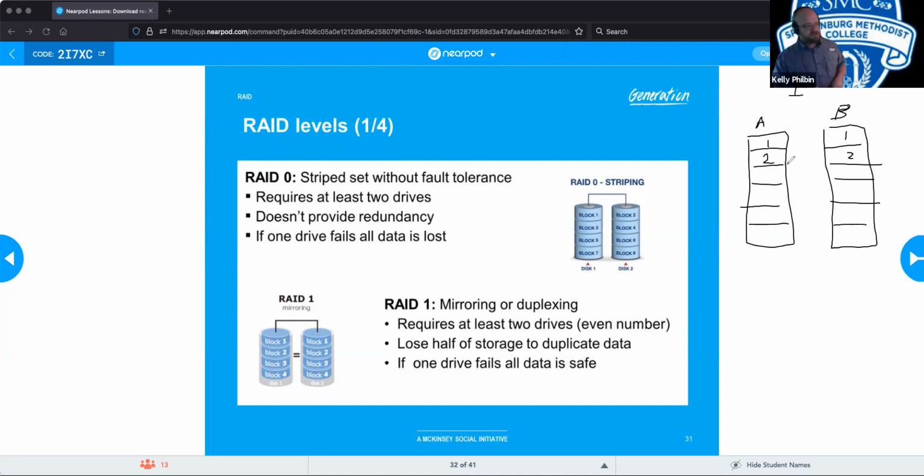So RAID 0 called striping, RAID 1 mirroring. And you need a minimum of 2 drives. So if one fails, you're still good. You plug in another drive, resync the drives, and you're good to go. Questions so far with regards to RAID 0 and RAID 1?